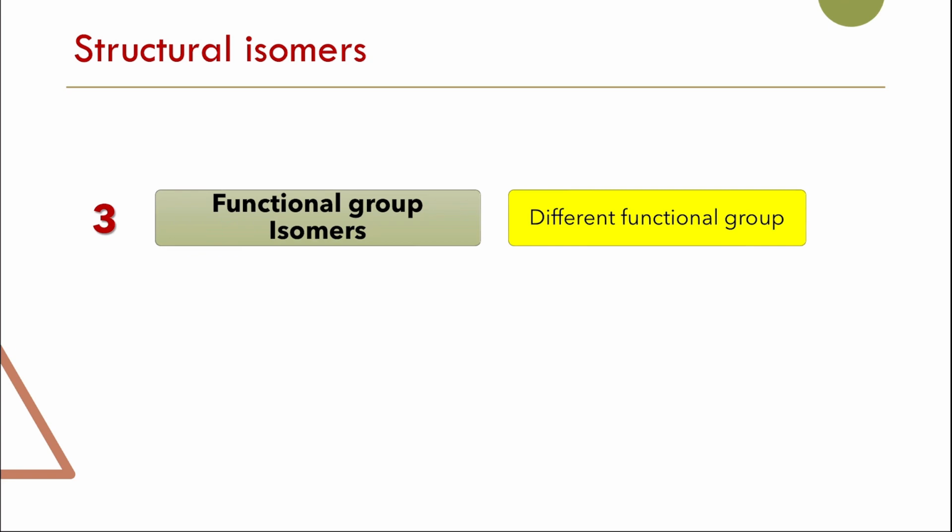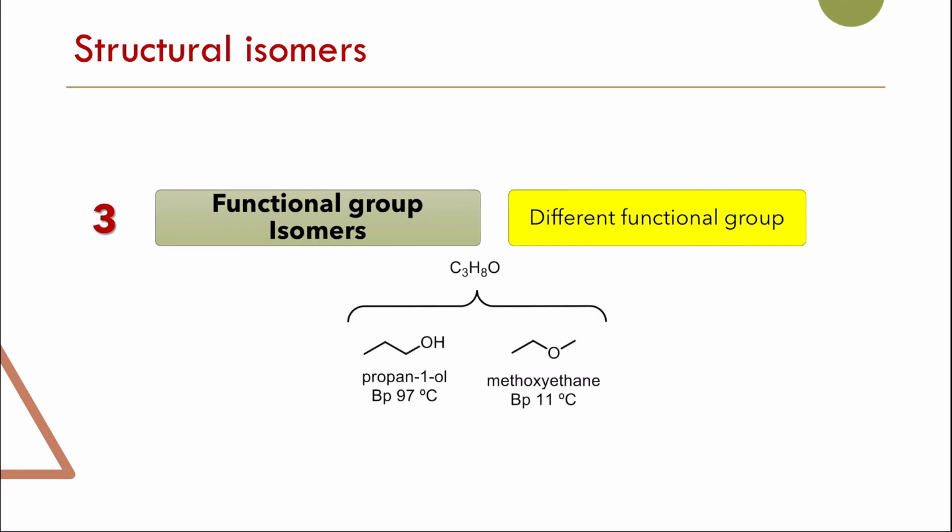The third one is functional group isomers. So they still have the same molecular formula, but they have different functional group. For example, C3H8O, it could be 1-propanol, and it could be methoxyethane. So we can see there is a completely different functional group. This is an alcohol and this is an ether. So they are completely different functional group and they will have completely different physical and chemical properties. So these are the structural isomers.